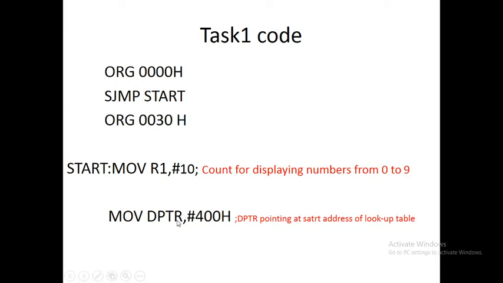Then move dptr comma hash 400h. Now you are keeping the lookup table into the external memory, and whose address is 400h, and that is pointed by dptr. Dptr is the only pointer that points to the external memory, and that's why that address of lookup table, that is 400h, we are placing into the dptr.